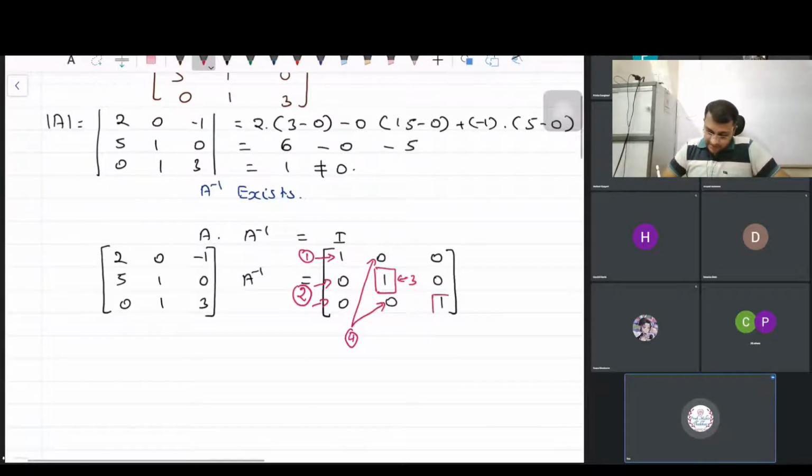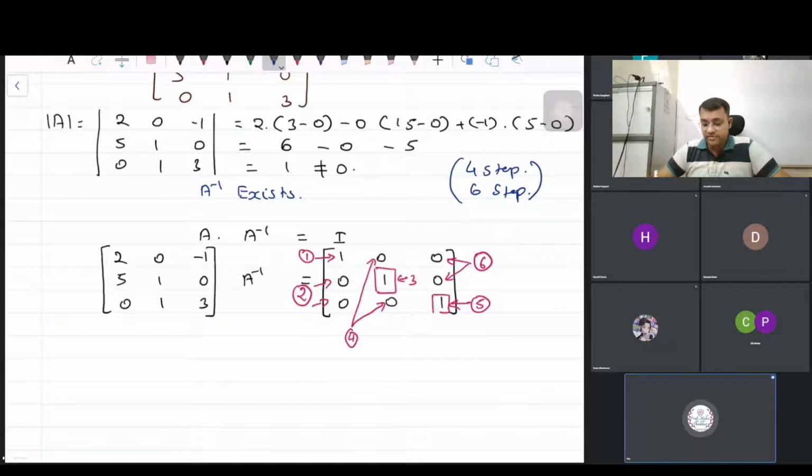Step number 5, I will try to make this element into 1, whatever be the element. We know how to convert a number into 1, we divide by the same number, so it's always easy for you. And then finally, these both elements will be converted into 0 in my step number 6. So a 2 by 2 matrix is a 4-step method. A 3 by 3 matrix is a 6-step method. So let us see one by one how I am going to do it.